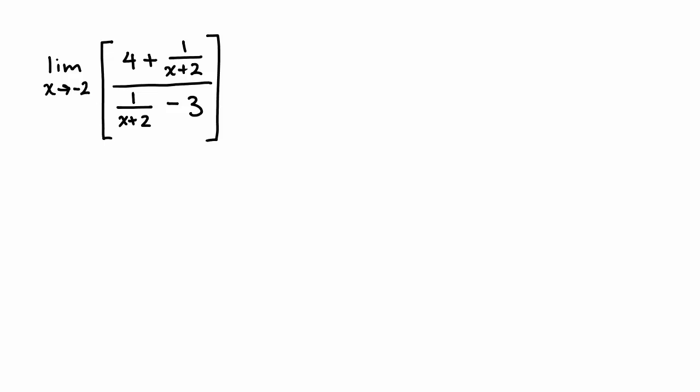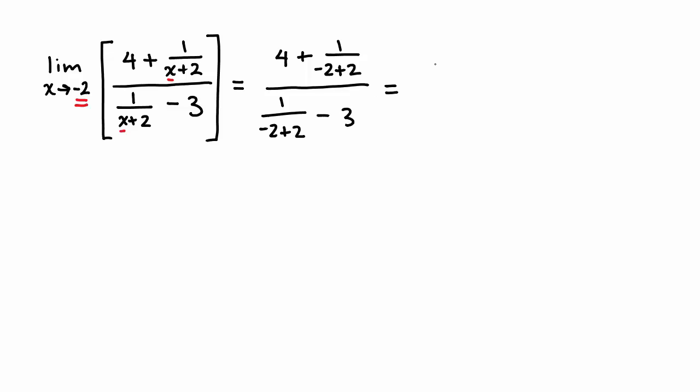Let me show you an example of how it works. Take a look at this limit here. The limiting value is -2 this time, and I'm going to go through the motions of trying direct substitution. I always want to try taking this limiting value and plugging it in for every x that I see on the inside of the limit. So I'll get 4 plus 1 over -2 plus 2 all over 1 over -2 plus 2 minus 3.